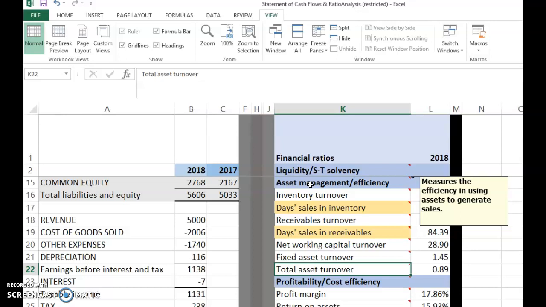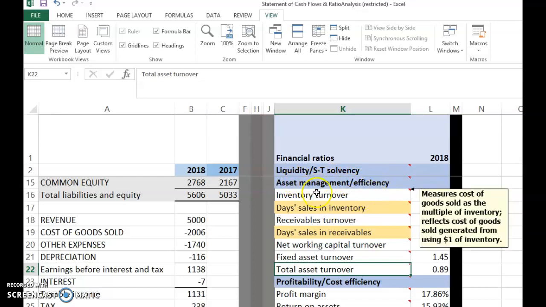Right. So in each ratio, we will look at which asset. So the keyword is asset. How efficient is the asset being used, or how efficiently the asset is being used to generate sales. That's the basic idea of efficiency ratios or asset management ratios, or sometimes called turnover ratios. These are called asset turnover ratios.